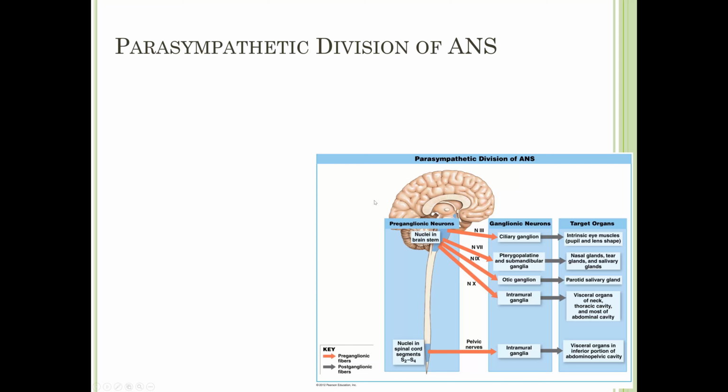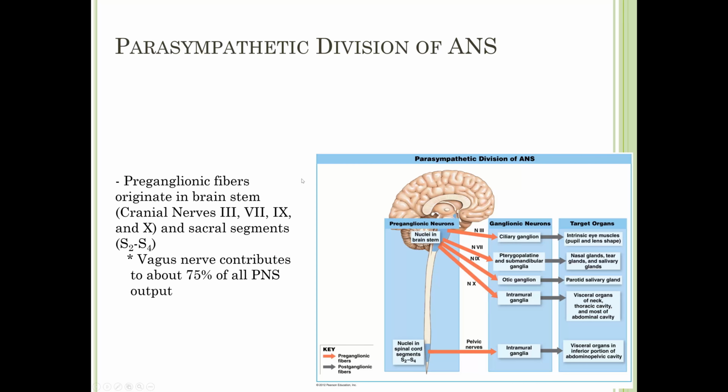So notice that with this division, the preganglionic fibers are going to originate in the brainstem, specifically cranial nerves 3, 7, 9, and 10. And then it's also going to originate down in the sacral segments S2 to S4. Note that of all of these initiating points of the parasympathetic division, the vagus nerve, which is cranial nerve 10, actually contributes to the majority of the parasympathetic system output. So about 75% of all parasympathetic fibers are going to originate with the vagus nerve.